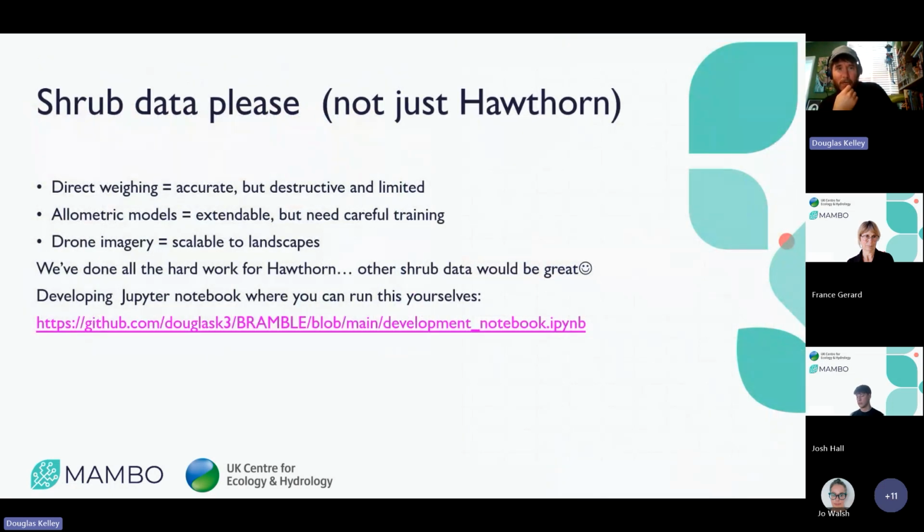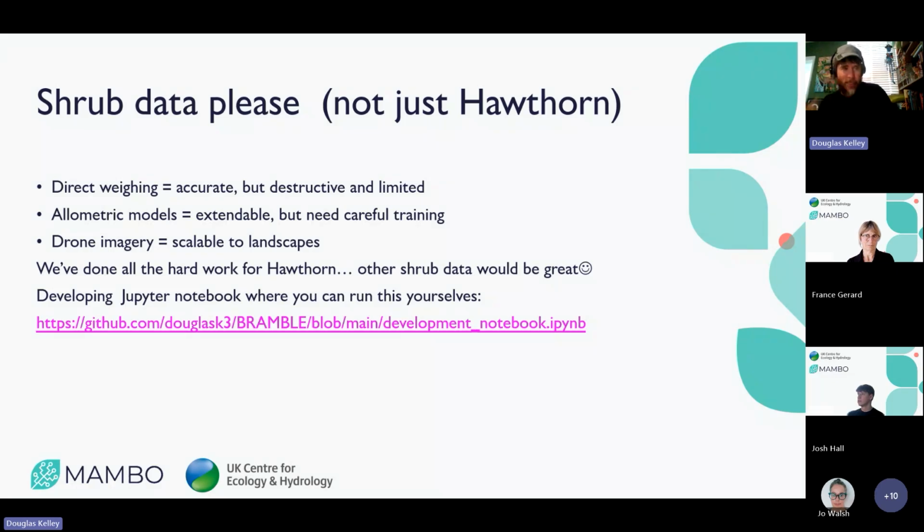First off, we do have some slightly larger uncertainties. So if anyone has any measurements of height, diameter, tree rings, biomass, carbon, it doesn't have to be all of it, just bits of it, for hawthorn, that would help constrain the model for more. But importantly, it'd be good to extend this to other species as well. So if anyone has any data for not hawthorn, that would be great.